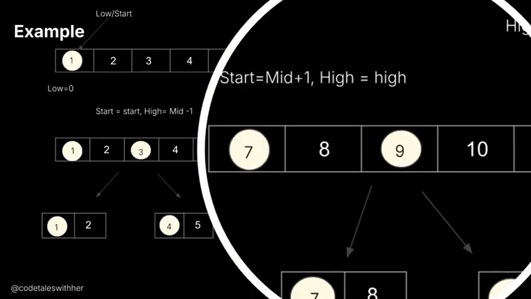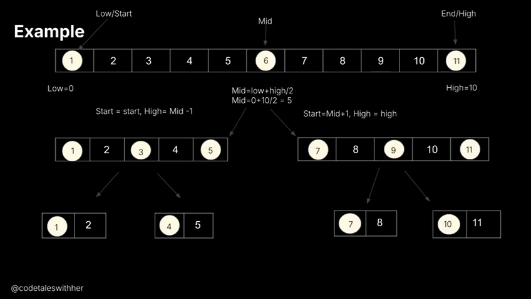We update the low and high points accordingly for the second comparison, and repeat the steps, like finding the mid and checking the target against it, until we find the element. If the element is not found, we will return -1.